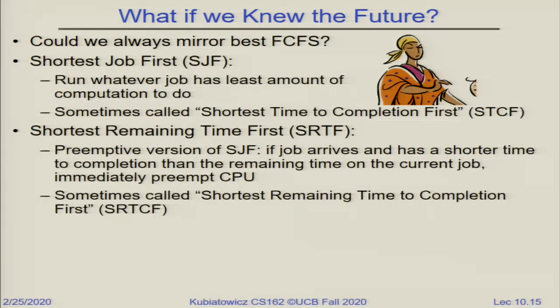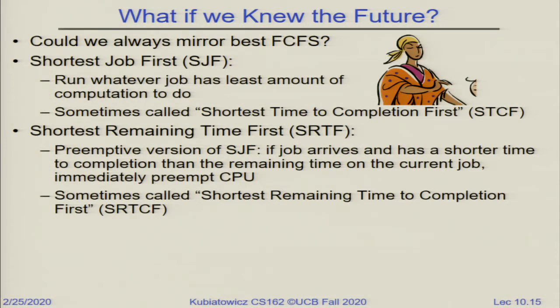Now there is a slightly different, more powerful version of this called shortest remaining time first. This is a preemptive version of SJF, and what it says is, if a new job arrives that has a shorter time, you just stop the one that's running and you run the shorter one. That's pretty much what we normally think of. Or sometimes shortest remaining time to completion first: if a new job comes in that has a shorter burst time than the one that we're currently running, run it.